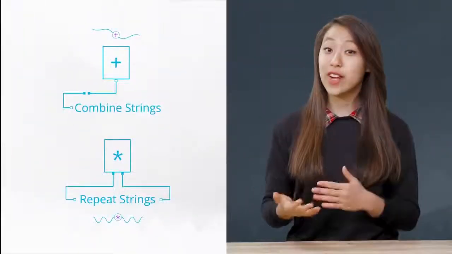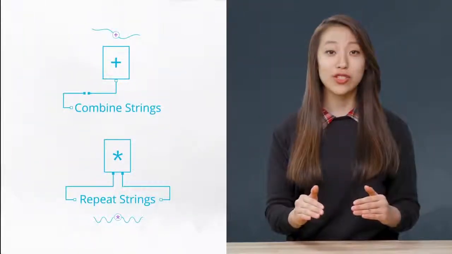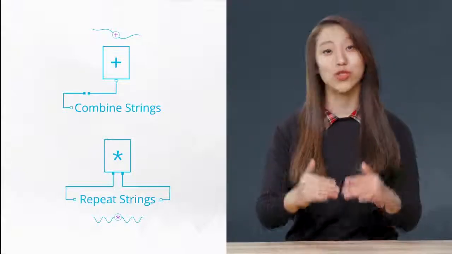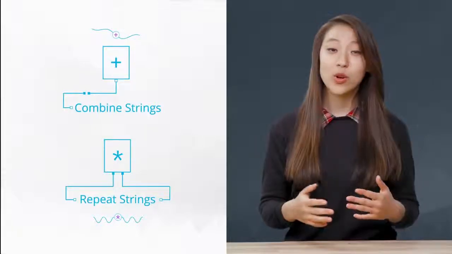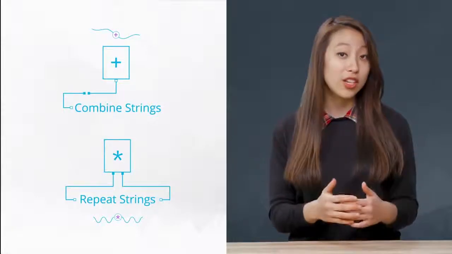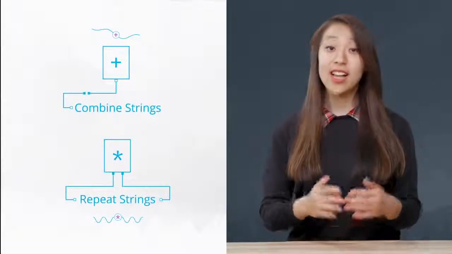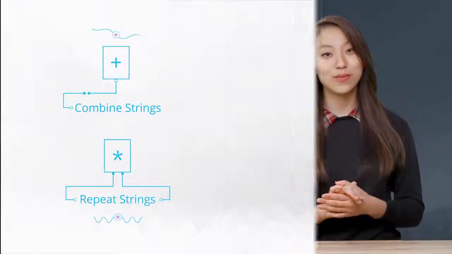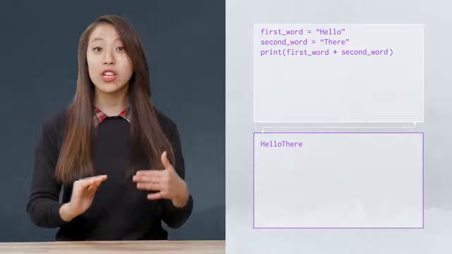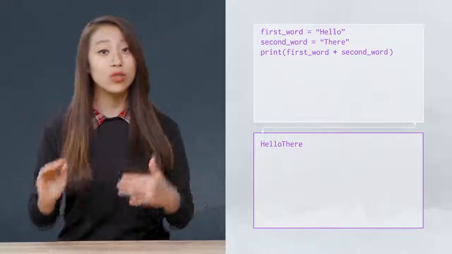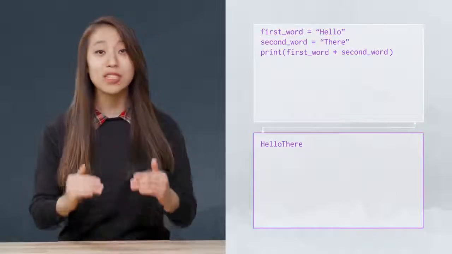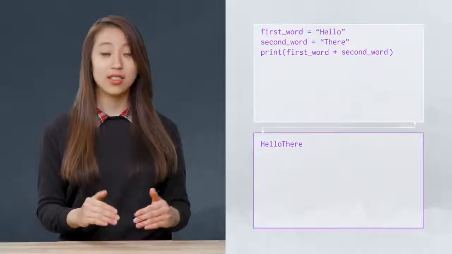Once our strings are defined, there are a few operations that are used for integers and floats that we can also use for strings. For example, we can use the plus sign to put strings together, and we can use multiplication to repeat strings. Let's look at an example of each. Here, our variables are holding two words. We can use the plus sign to concatenate the two strings together and print the result. This is fundamentally different from numeric addition.